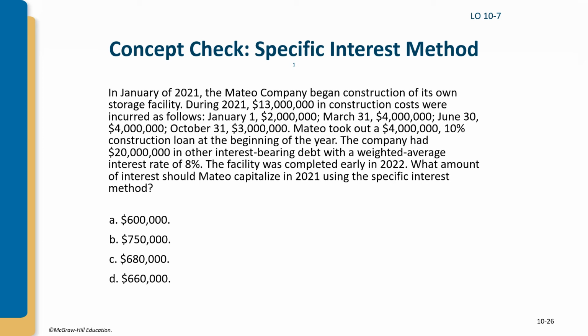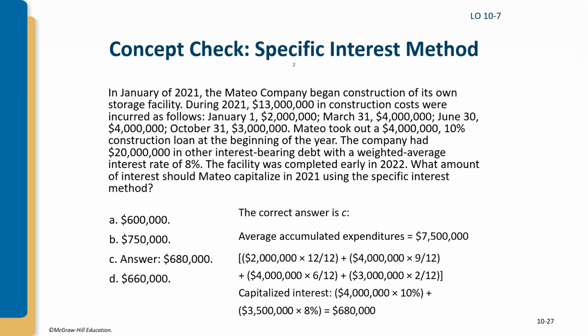Mateo took out a $4 million 10% construction loan at the beginning of 2021 to finance this project. The company had $20 million in other interest-bearing debt, so those are the other loans, that they've already calculated a weighted average interest rate of 8%. So that calculation I just did a slide or two ago, they already did it for us. The facility was completed in early 2022. What amount of interest should Mateo capitalize? So there's our answer, but here's how we go about determining that.